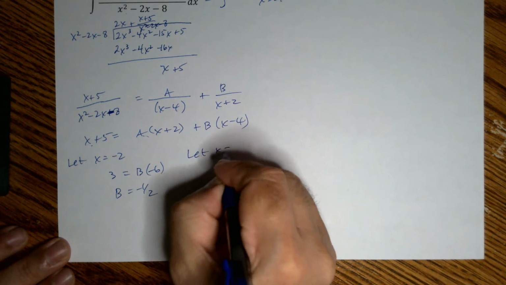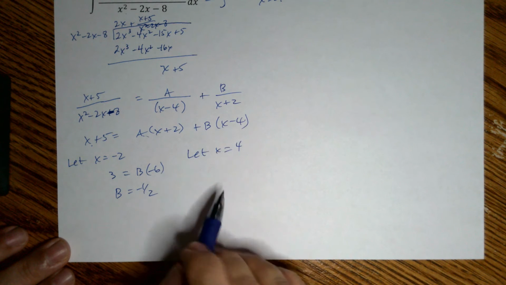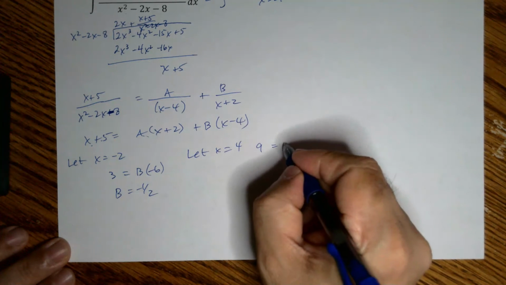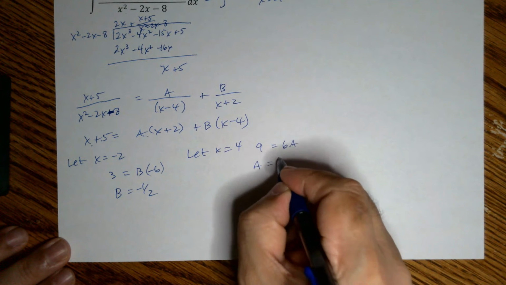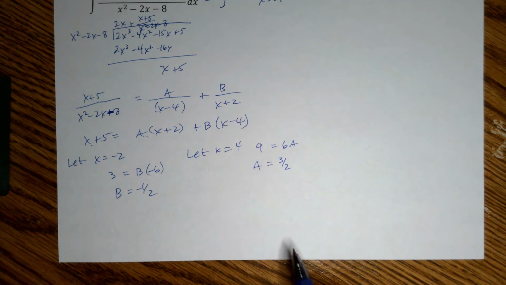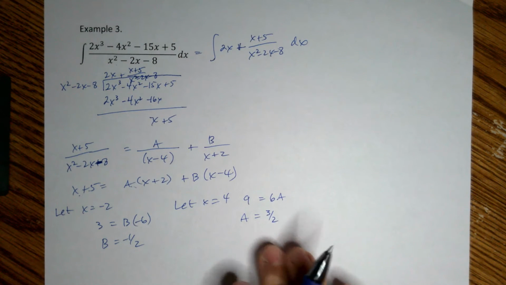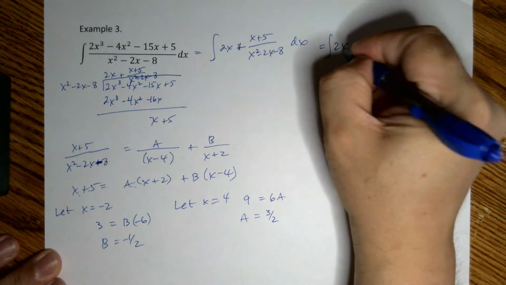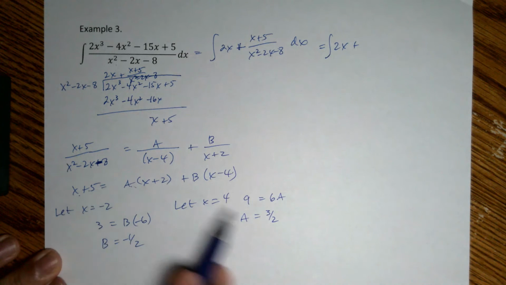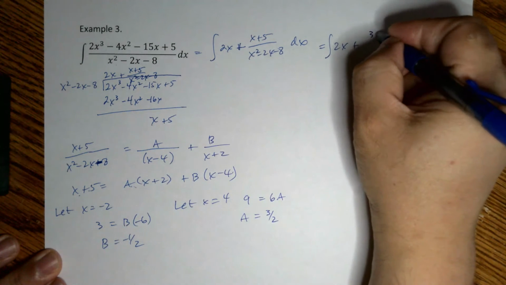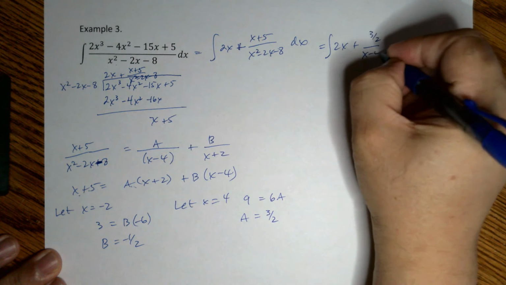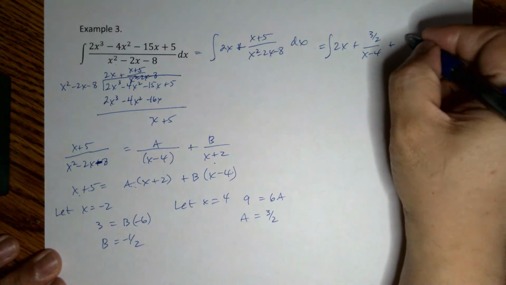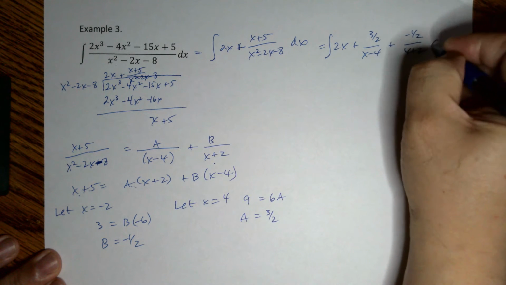Now let x equal 4. Right? 4 will wipe out the b. So that would be 4 plus 5 is 9. And 4 plus 2 is 6, so 6a. So a equals 3 halves. Right, 9 divided by 6 is 3 halves. Alright, so that means I'm going to take this and rewrite again. So it's 2x plus, except now I'm going to write a, which is 3 halves, over x minus 4. And b, which is negative 1 half, over x plus 2 dx.